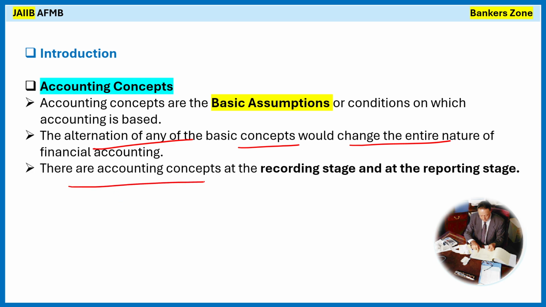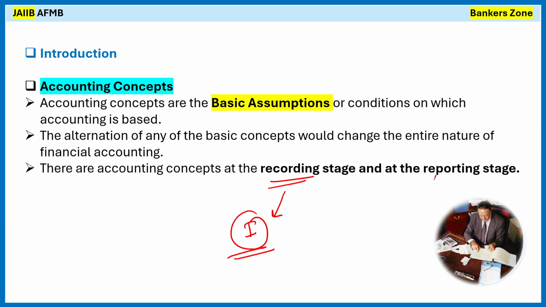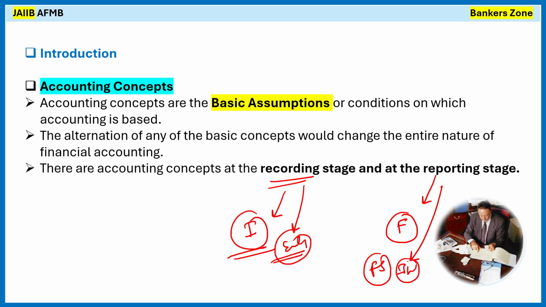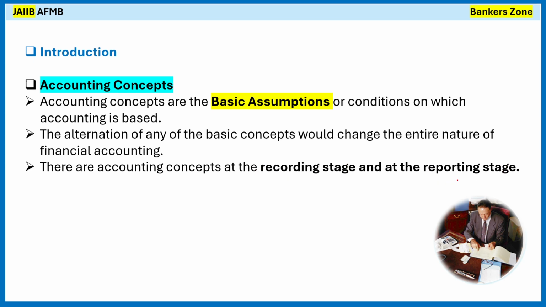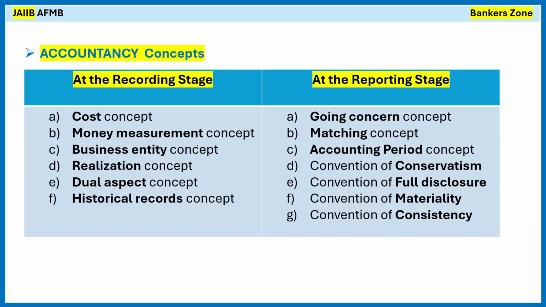There are accounting concepts at the recording stage and at the reporting stage. What do you mean by the recording stage? See, in the beginning, we learn about recording. Recording is the initial stage in accounting, and reporting is the final stage. In recording, we simply make the entry of the transaction. In reporting, we prepare the financial statements and do the interpretation of them. That is called reporting. So recording means the initial stage and reporting is the final or last stage.